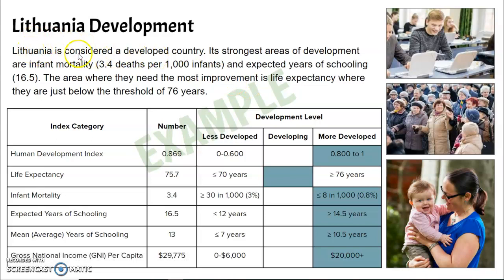Its strongest areas of development are infant mortality with just 3.4 deaths per 1,000 infants, and expected years of schooling is 16.5. The area where they need the most improvement is life expectancy, where they are just below the threshold of 76 years. So that's really their only lower area. Everything else would be considered more developed.